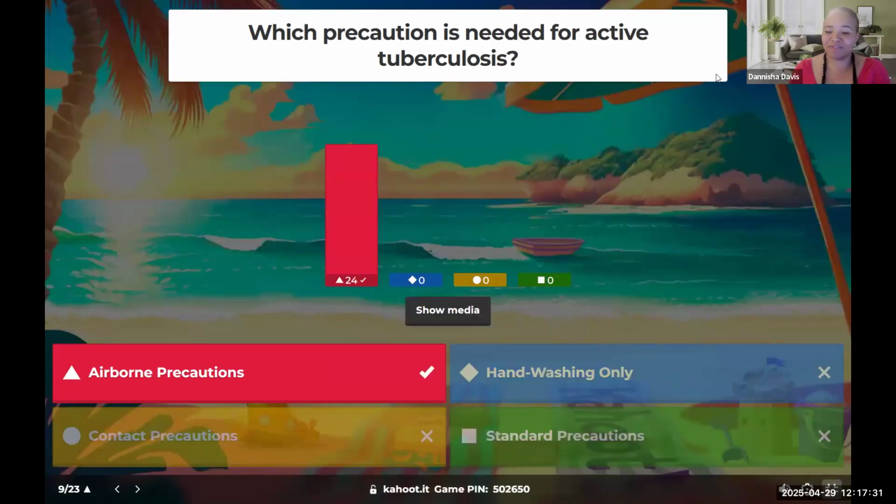Good. Definitely airborne. And what type of room would a TB patient be placed in? Can they have a roommate? Yes, if they have TB too, they can. But other than that, private room.